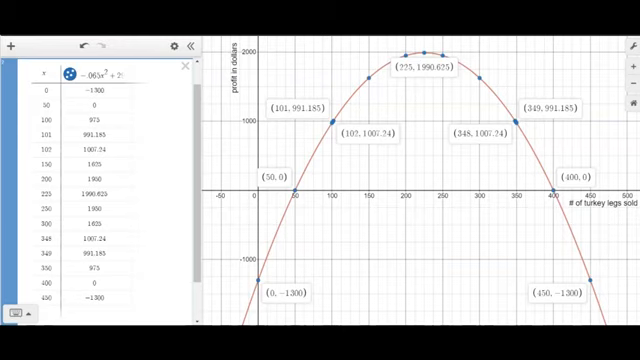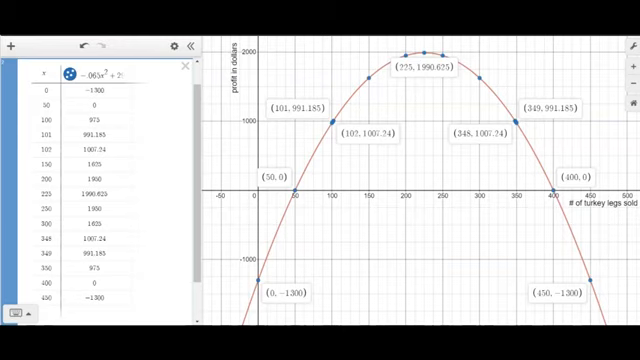If we look at our x-intercepts, what those represent is the number of turkey legs that give zero profit. Those would be our break-even points, meaning the expense of the $1,300 is equal to the income for selling 50 turkey legs. Same thing when we look at 400, zero. If we sell 400 turkey legs, we again have zero profit. And then we can see down here at 450 turkey legs, we would be back down to negative $1,300.